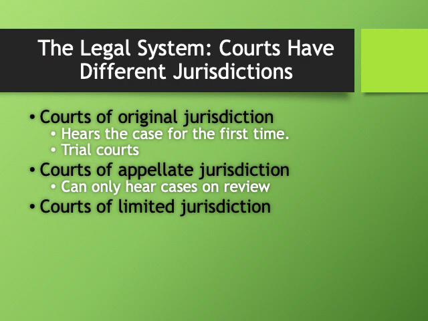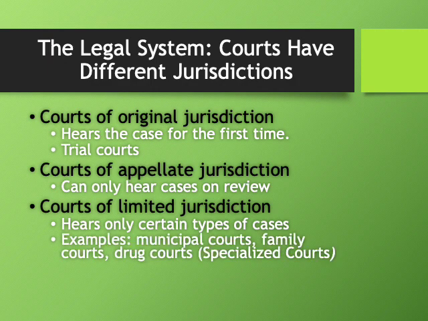Now, as you're going to be reading in the textbook, there are courts that are known as courts of limited jurisdiction. And what that means is there are courts that can only hear certain types of cases, because basically the law says, hey, this court can only hear these kinds of cases. Some examples of limited jurisdiction courts are municipal courts. Municipal courts can only hear cases that deal with city or town matters. A family court only hears things like divorce and custody cases.